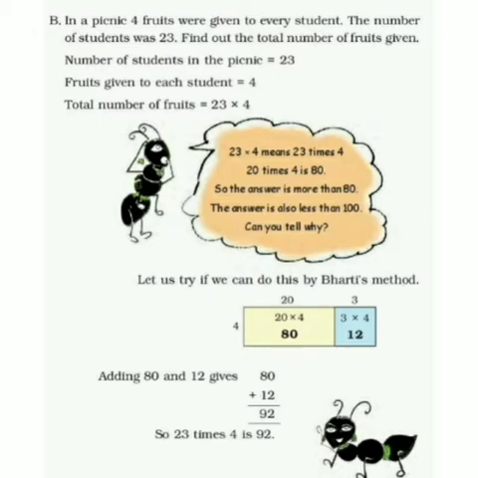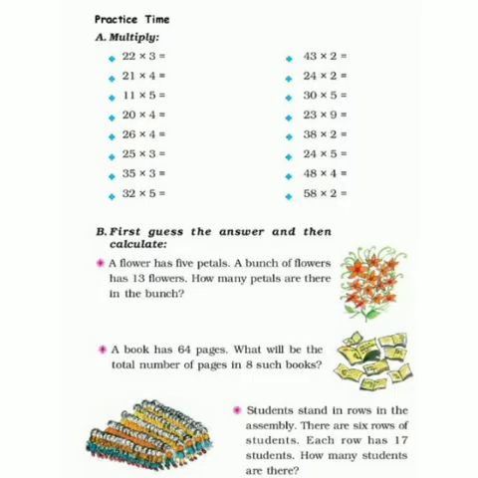Now you just go through. 23 he has written as 20 and 3. And 4 he has written in the vertical column. And 20 multiplied by 4 you will get 80. 4 multiplied with 3 you will get 12. Then you have to add 80 and 12. You will get 92. So your answer will be 92.